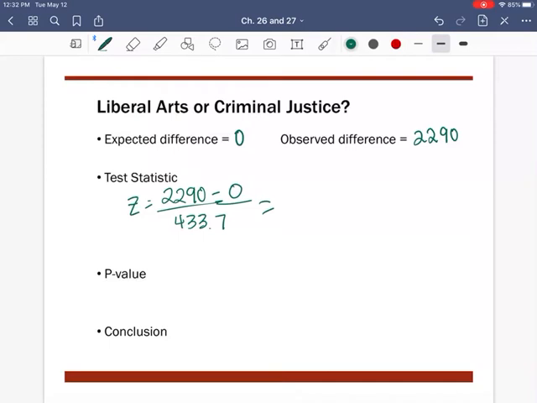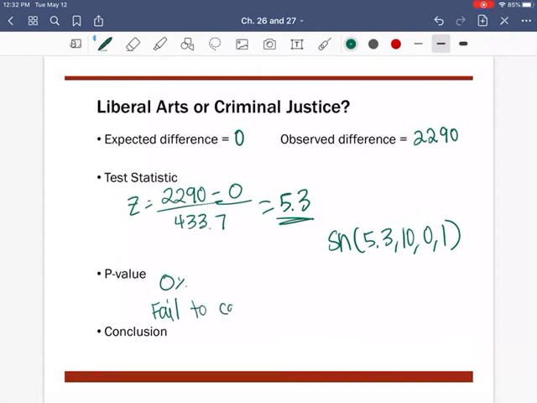What was that? 433.7. Okay, that is another very large z-score. So we know the p-value is going to be 0% without even having to calculate it. If you want to, you can do shadeNorm, 5.3 to 10 to 0 to 1, but it's 0%.